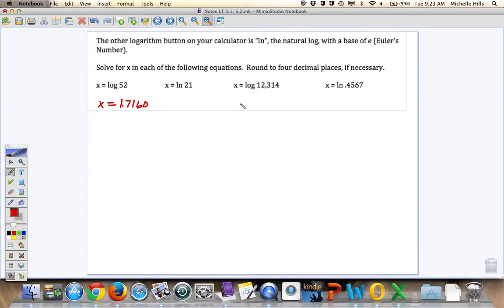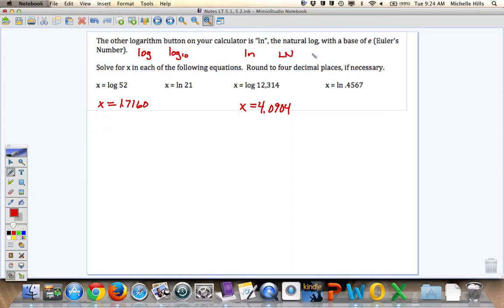I can use the log button here. X equals 4.0904, which means 10 to the 4.0904 power is roughly equal to 12,314. Now there's another button on your calculator that's either that, or they might write it in capitals. That is also a logarithm. If you see log, it means it's a base 10 logarithm.